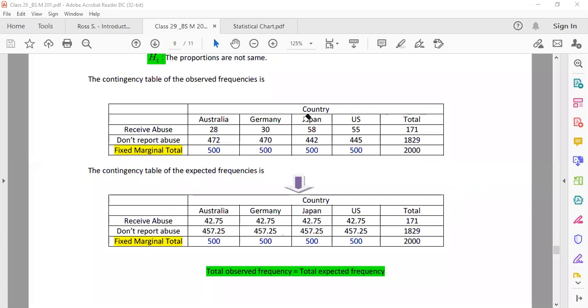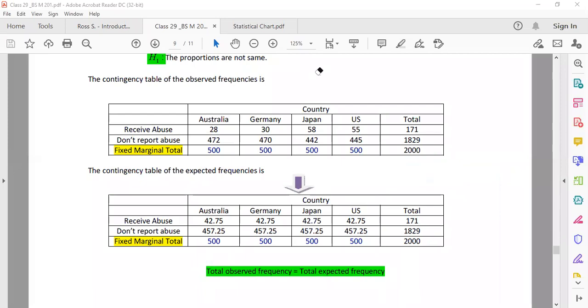Now, once we calculate the expected frequency and the observed frequency, one fundamental point that needs to be checked, and it is a kind of checking criteria, is whether your total observed frequency and total expected frequency are same or not. So we need to check whether double summation over ij of nij and double summation over ij of eij are same or not. And in this case, we find that these two values are same, 2000. So that means we are moving in the right direction.